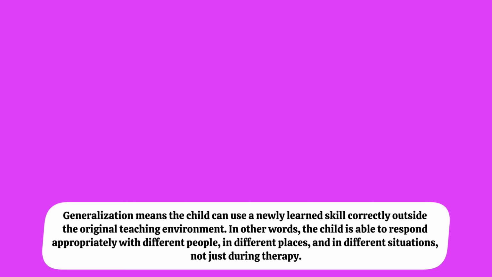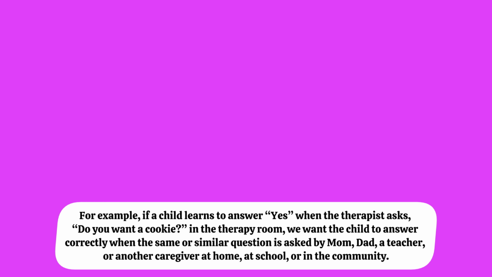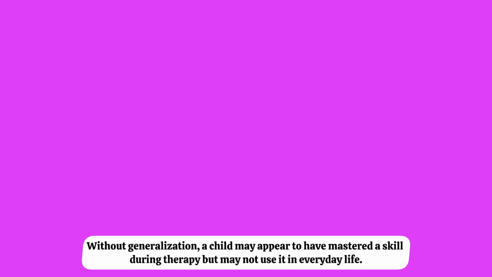not just during therapy. For example, if a child learns to answer yes when the therapist asks, "Do you want a cookie?" in the therapy room, we want the child to answer correctly when the same or similar question is asked by mom, dad, a teacher, or another caregiver at home, at school, or in the community. Without generalization, a child may appear to have mastered a skill during therapy, but may not use it in everyday life.